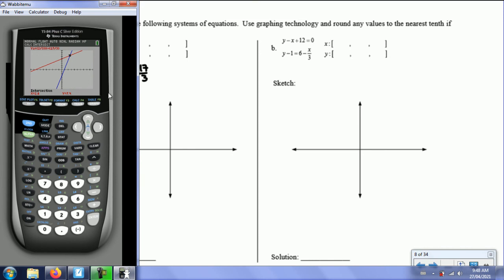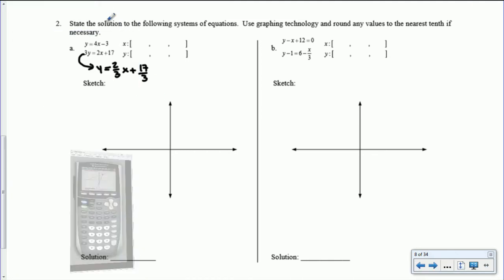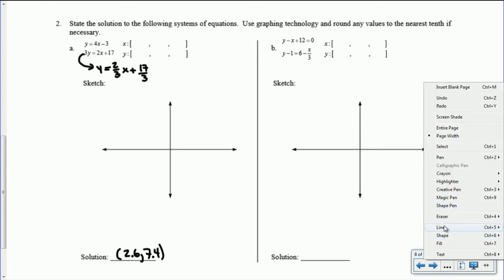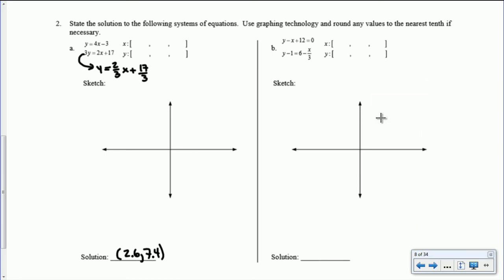And I think what I might do, oh, maybe I can't. Never mind. I could save some time by taking a screenshot. So 2.6 and 7.4. So maybe just do a rough sketch of each line, kind of like something like that and like that.